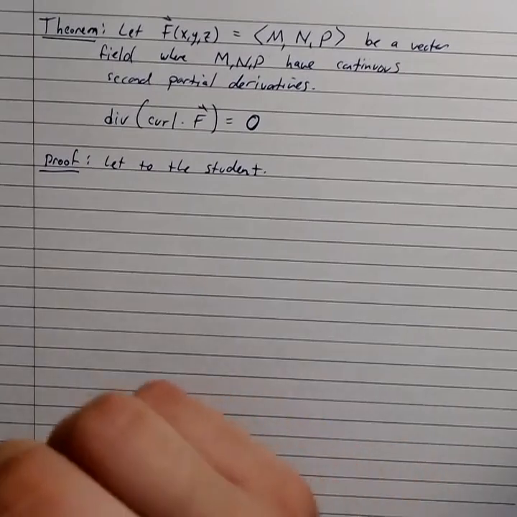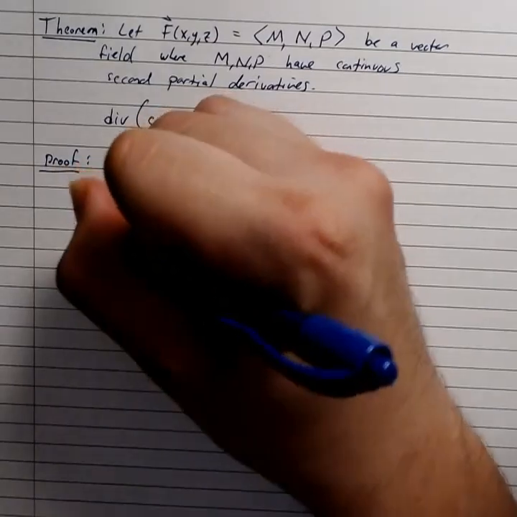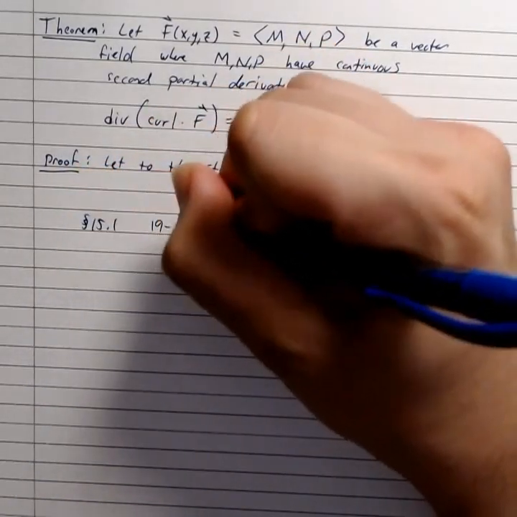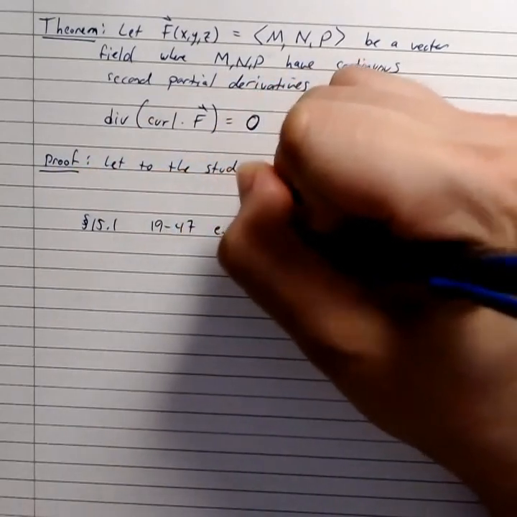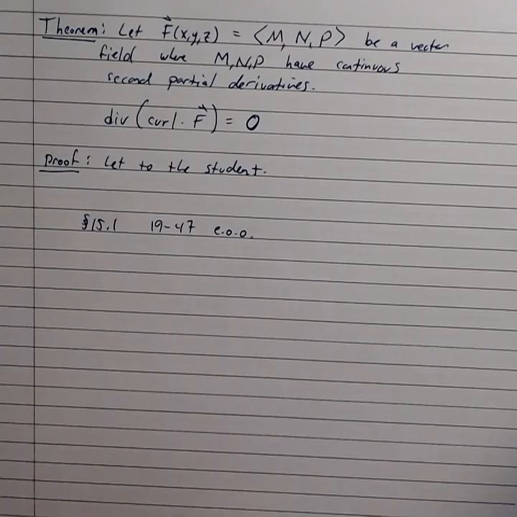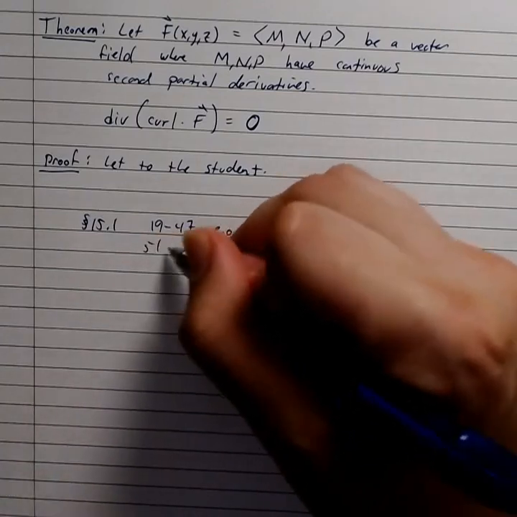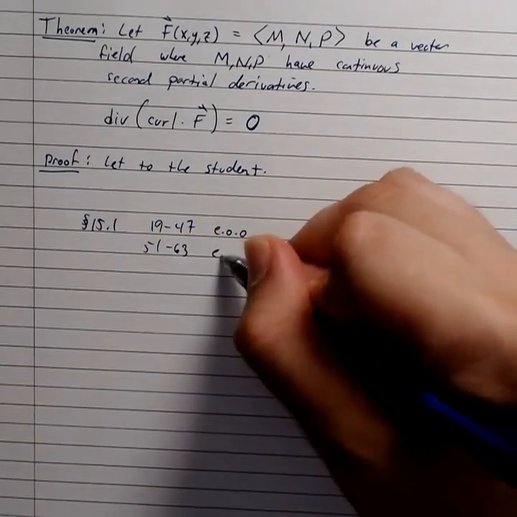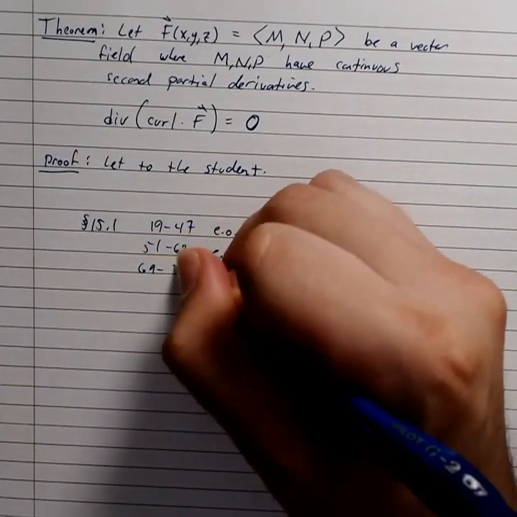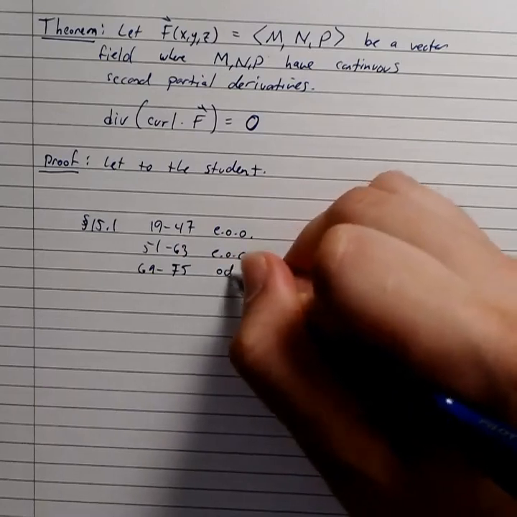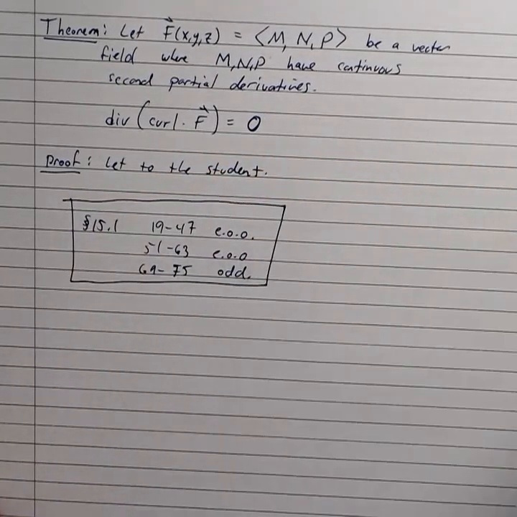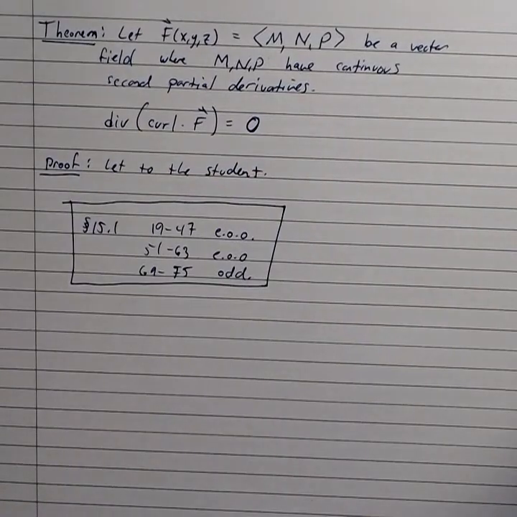As an assignment, you may wish to try from section 15.1, problems 19 through 47 every other odd. That sounds like a lot, but you're only doing every fourth problem. 51 through 63, again, every other odd. And then try 69 through 75 odd. Go through as many of those as your conscience will allow.